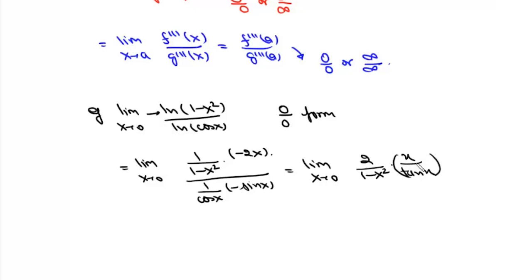Now, x upon tan x, it is 0 upon 0 form, which is a standard limit. So, this limit is 1. And if we put x as 0, this is 0. So, by direct substitution, the value of this limit is simply 2.